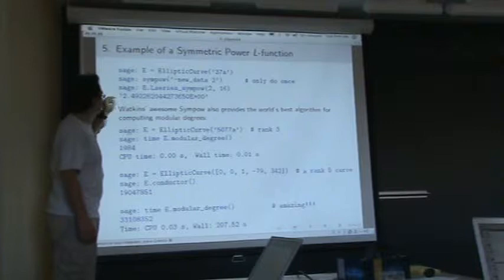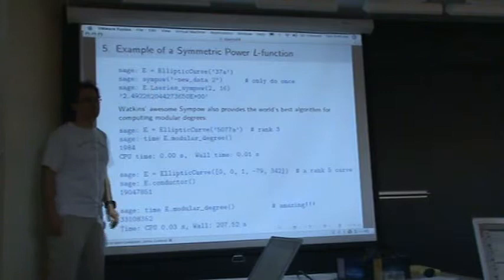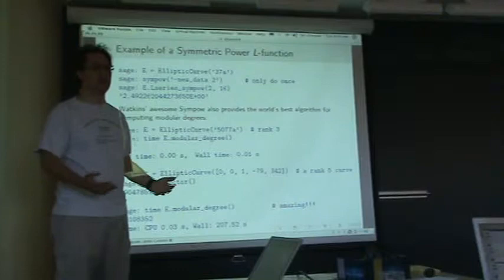What does it do in new data for? For every symmetric power, it has to pre-compute some data. So it's just computing something for the second symmetric power. It takes like a minute or so, and you only have to do it once. If you replace the 2 with a 3, it will be for the third power.